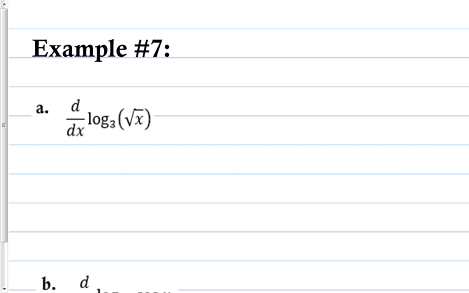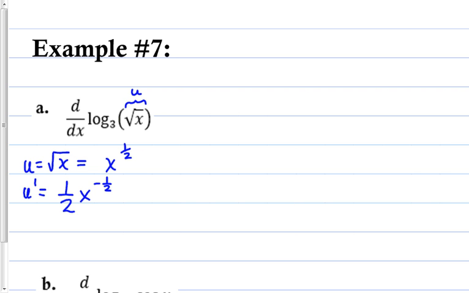All right, example 7. I'm taking the derivative of log base 3 of the square root of x. So u is the square root of x. U prime is going to be the derivative of that. Remember, square roots, we rewrite those as x to the 1/2 power. So when I derive that, I'm going to end up with 1/2 x to the negative 1/2 because I have to subtract a power.